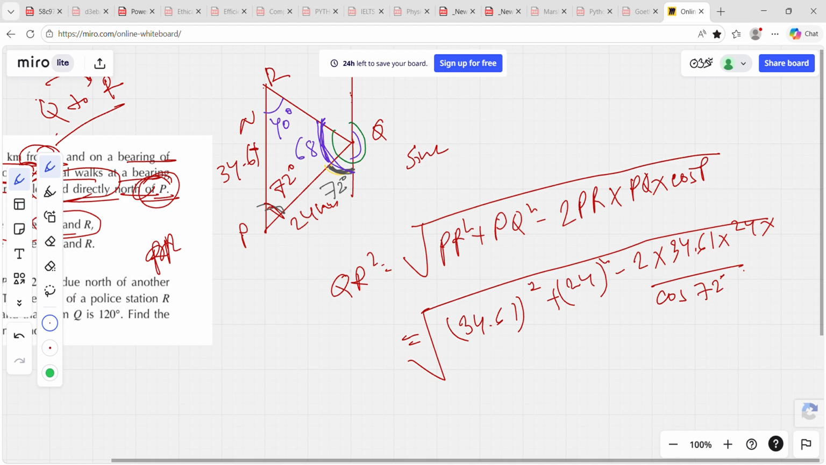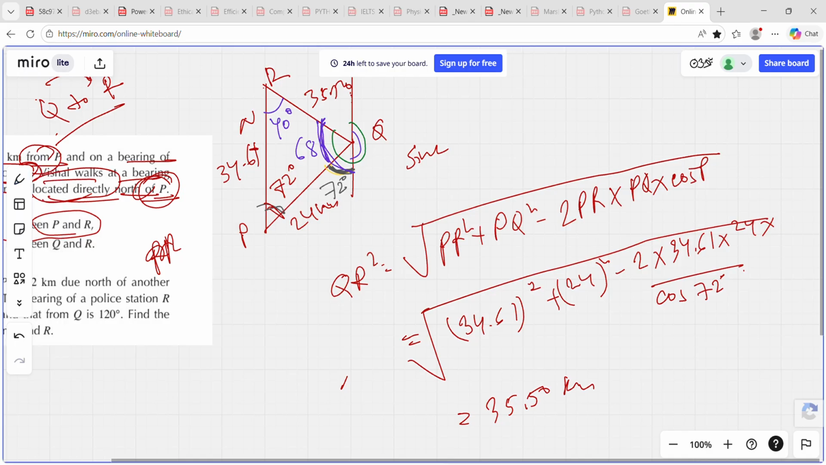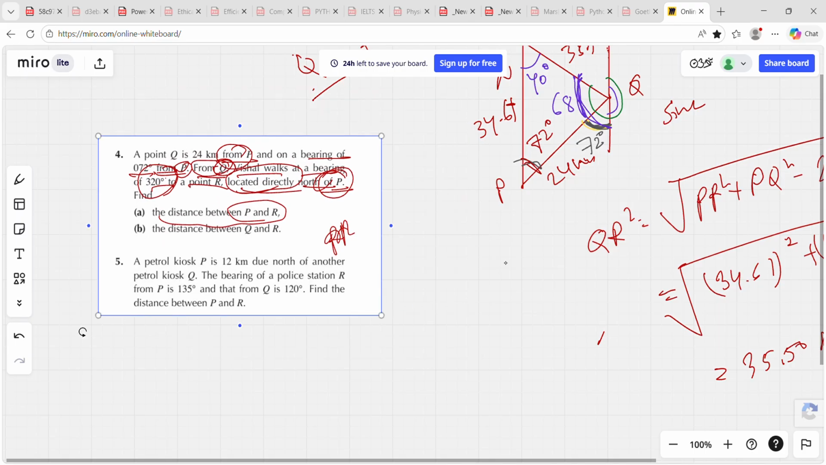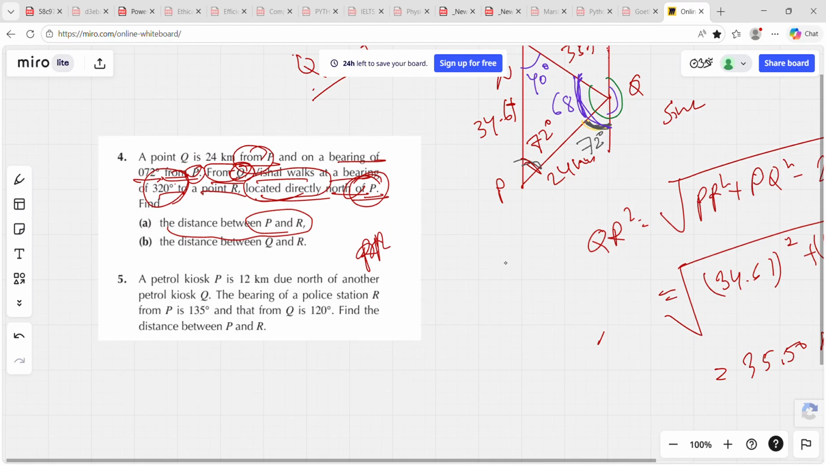1260. If we apply the root, oh, I have made a mistake. If we apply the root, that will give us 35.50. So 35.50 would be our answer for this particular question. That is how we have solved this math problem. So you have found the answer. Hopefully it is great.